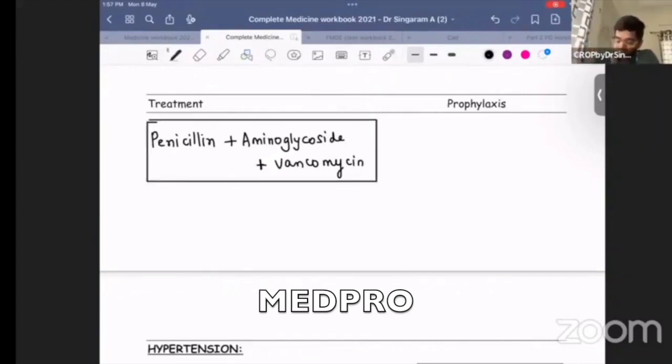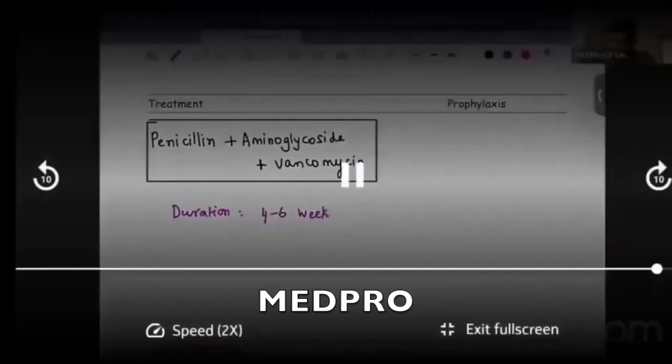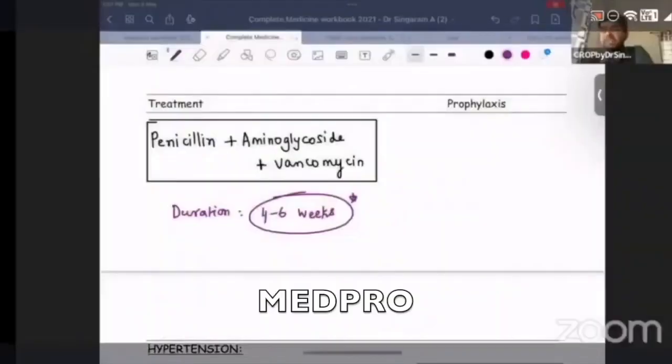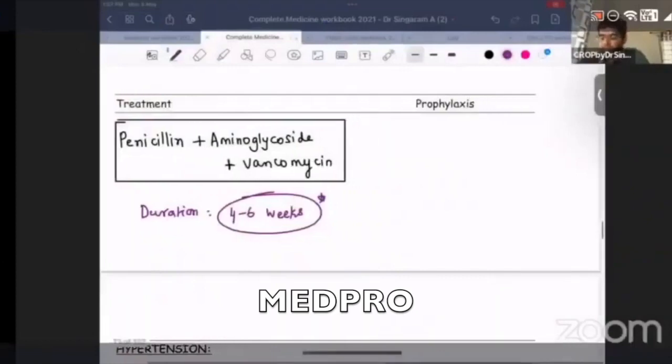Any idea how long is the duration? That is also important. Generally for infection, we say 2 weeks of treatment. But please remember, in this particular condition, the antibiotics have to go through that vegetation area. They have to penetrate through that vegetation area, and then they have to attack the bacteria. So it will take a long time. So the duration of treatment also will be for a longer time. Any idea how much? 4 to 6 weeks. This is very, very important. It is 4 to 6 weeks. It is not the usual duration of 2 weeks. We have to give it for a longer duration of time, 4 to 6 weeks.